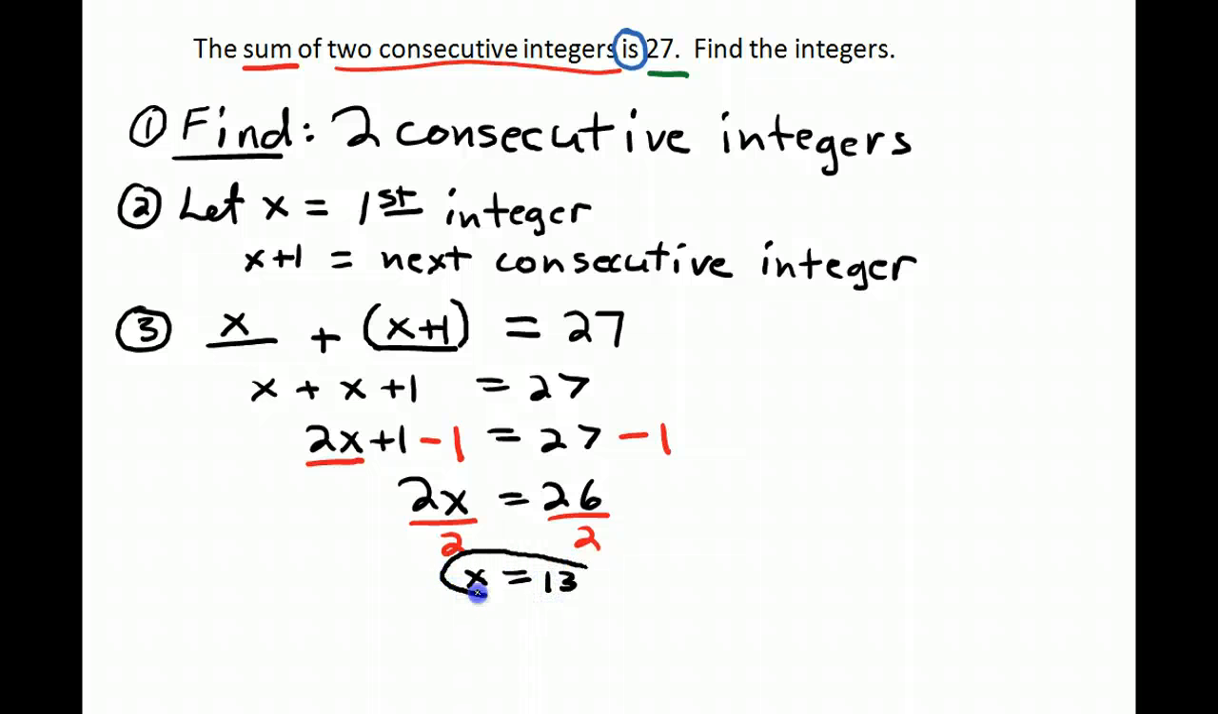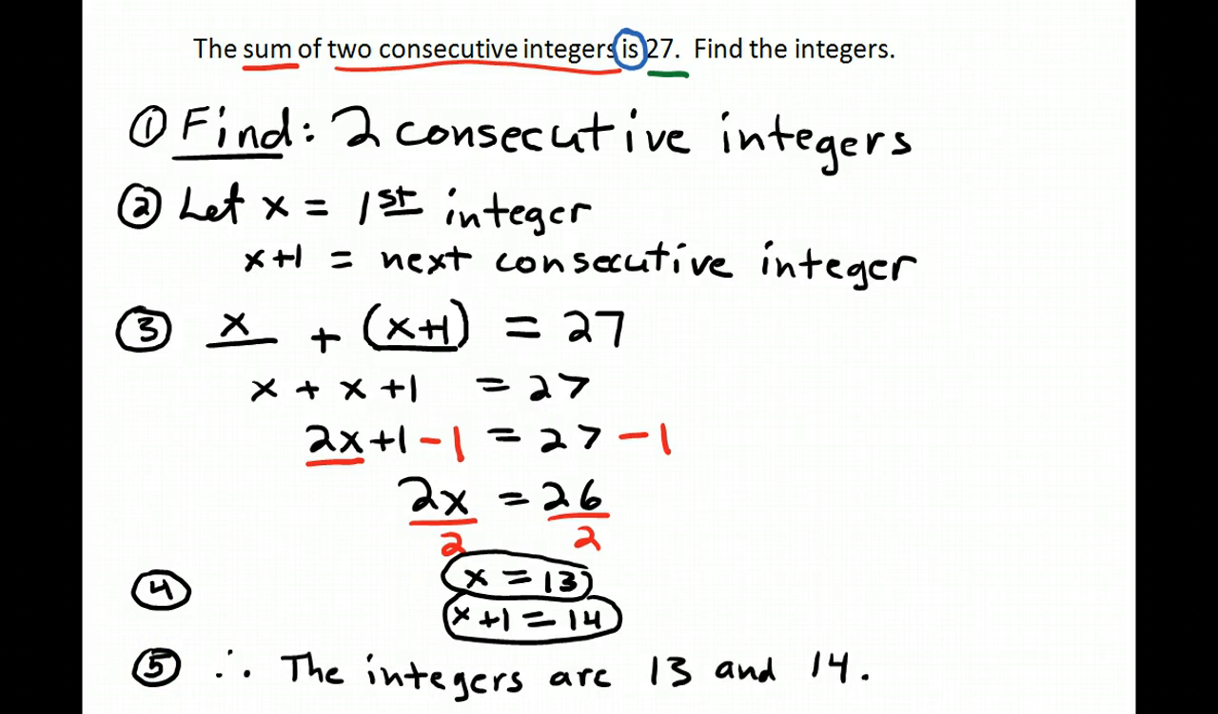Okay, that's part of my answer. But I also have x plus 1 up here, so I need to say x plus 1 is 13 plus 1, that's 14. So altogether, those two give me step 4. Alright, and then step 5, you would write your conclusion. Therefore, the integers are 13 and 14.